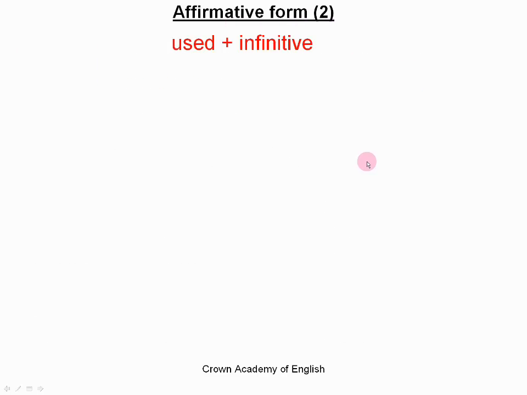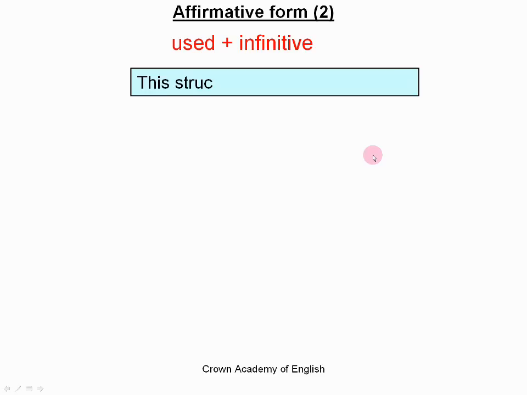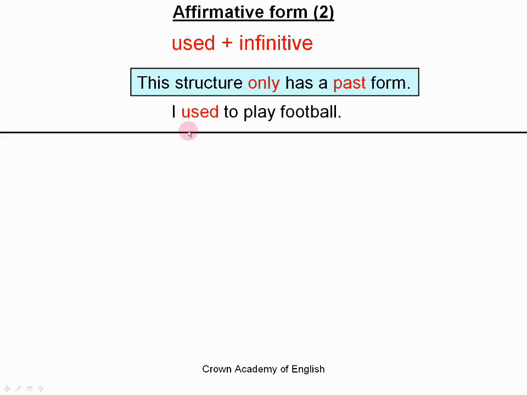Let's give you some more information. It is very important to understand that this structure, we only use it in the past form. So it only has a past form. For example, I used to play football. This is the past simple of use, which is I used. So it is ed. This is the past form. And that is the only form that exists for this structure.